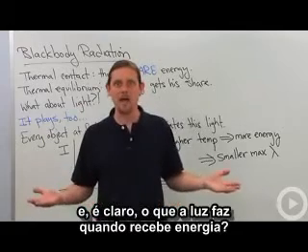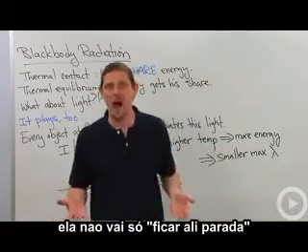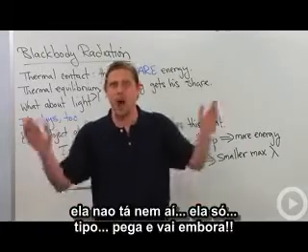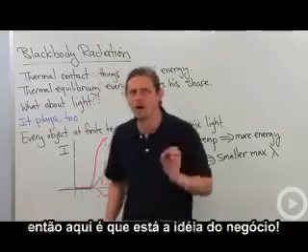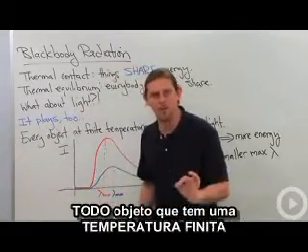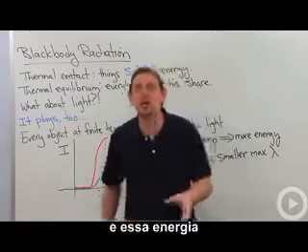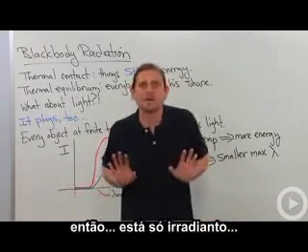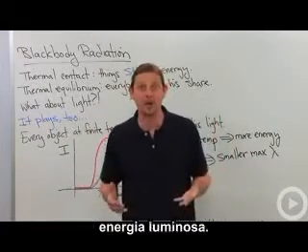And of course, what does light do when you give it energy? It leaves. It's not just going to sit around. It's not attracted to the matter. It doesn't care. It's just going off. It's like a light bulb. You turn it on and the light leaves, right? So here's the idea. Every object that has a finite temperature is always radiating energy. And this energy just comes from the thermal equilibrium. It comes from the temperature itself. So it's just radiating. I'm radiating energy right now, light energy.